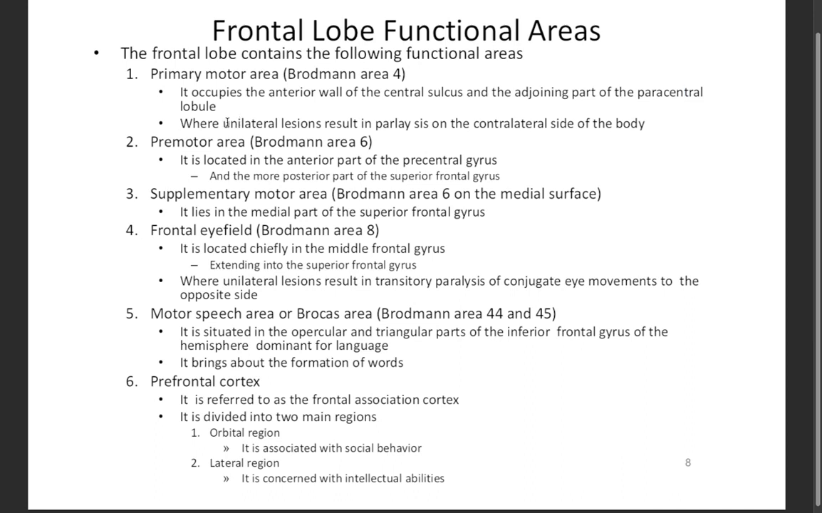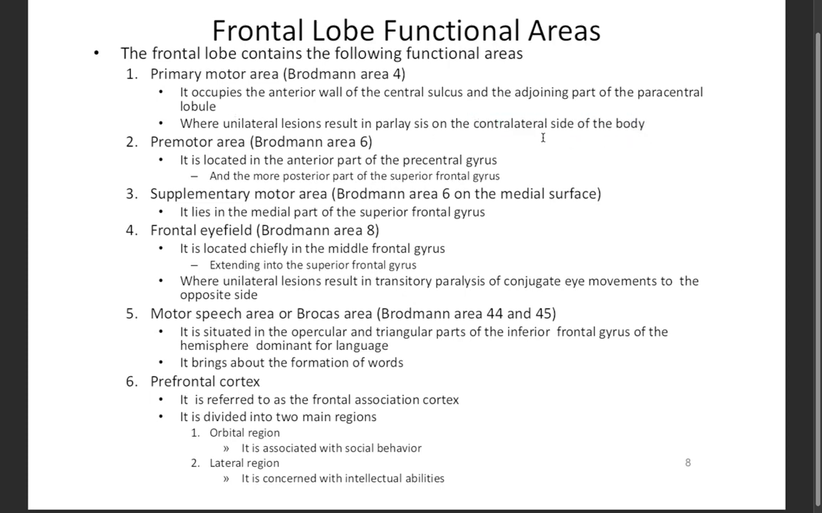Where unilateral lesions result in paralysis on the contralateral side. What do unilateral and contralateral mean? Unilateral means one leg, not both legs; one hand, not both hands. When I say bilateral, it is the two eyes, the two hands, the two arms, the two legs. When I say unilateral, it is one leg, one eye, one hand, meaning just one thing.